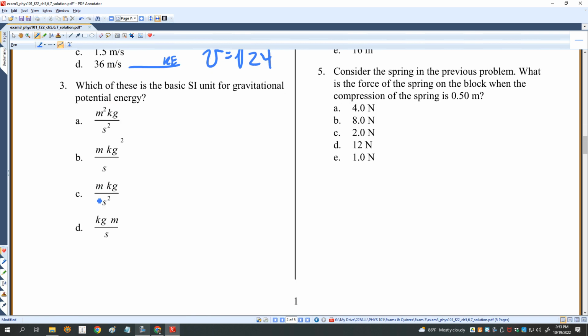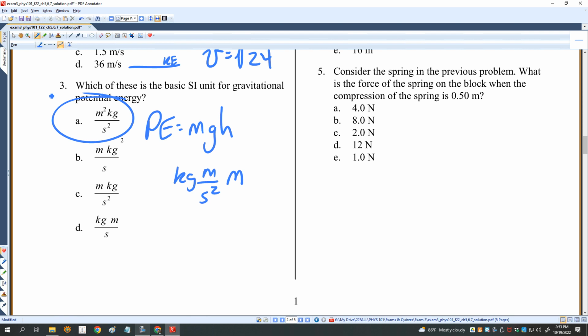Which of these is the basic SI unit for gravitational potential energy? Right, that formula there, that's kilograms, meters per second squared, and meters. So looks like that's the right answer.